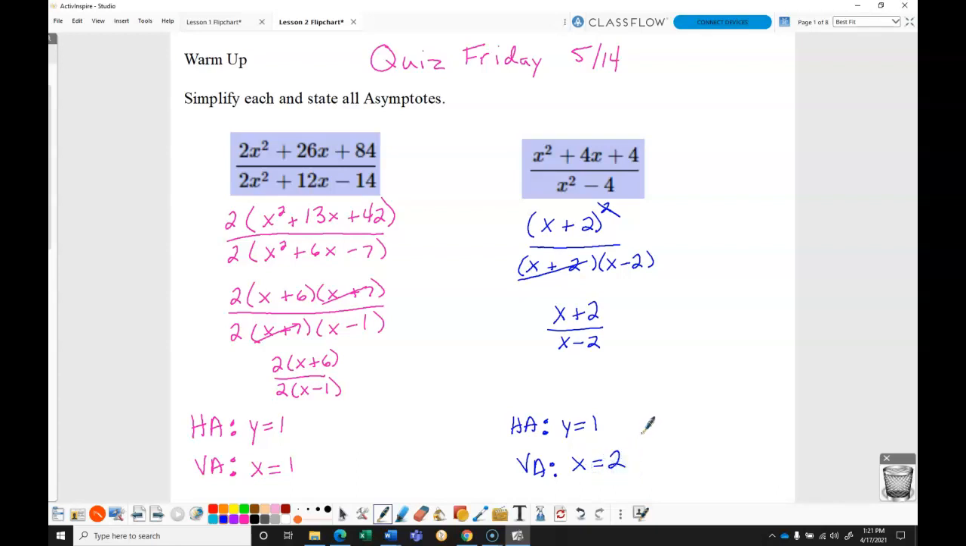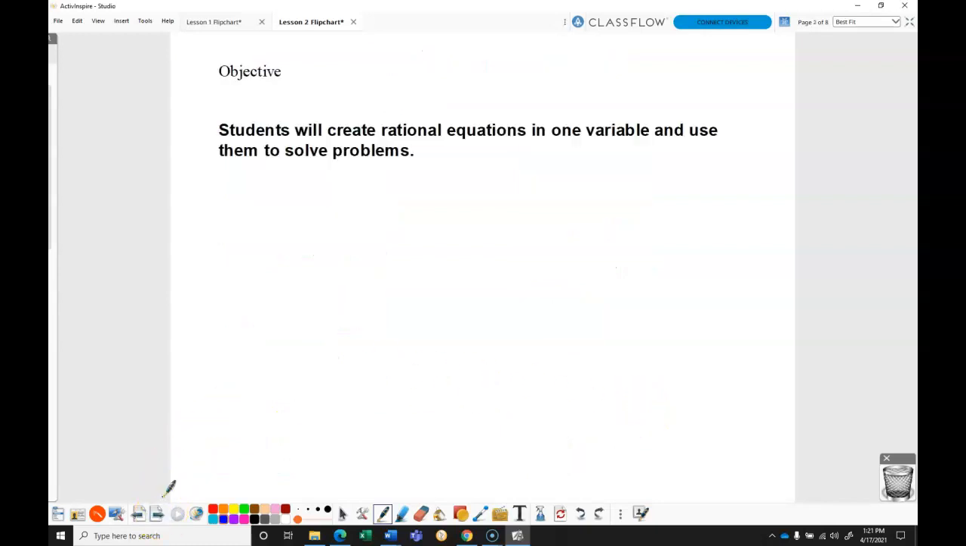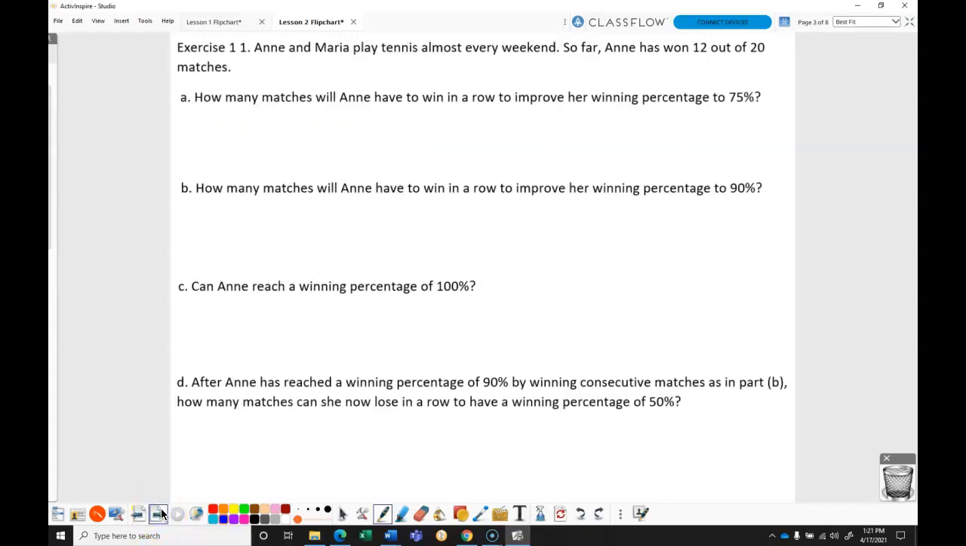Okay. So what we're going to do next, the objective for today, is that we're going to be creating rational equations with one variable so that we can use them to solve problems. This is the application lesson, basically. Okay. So here's our first setup.